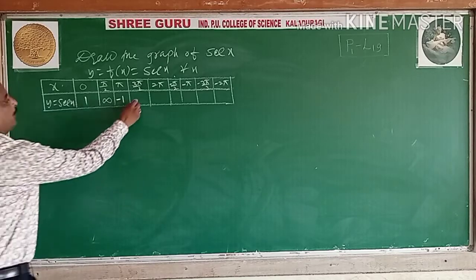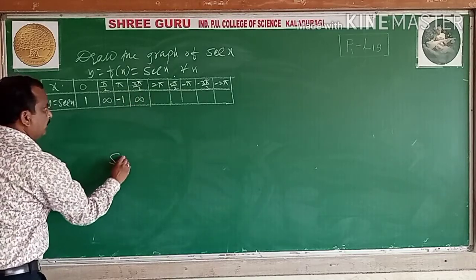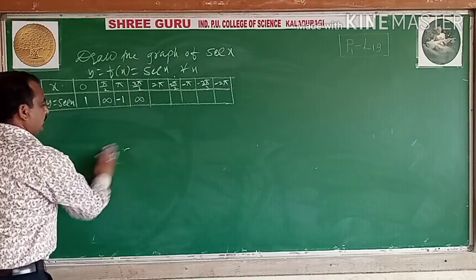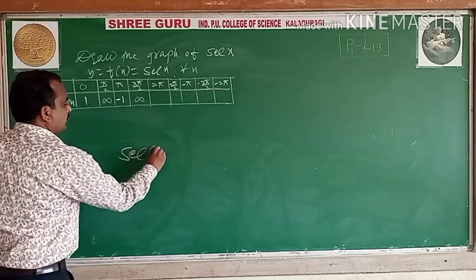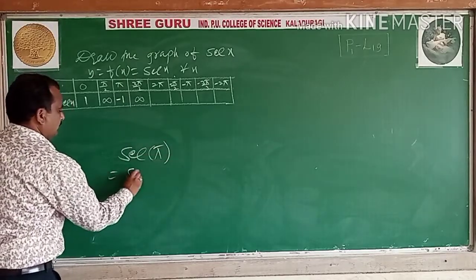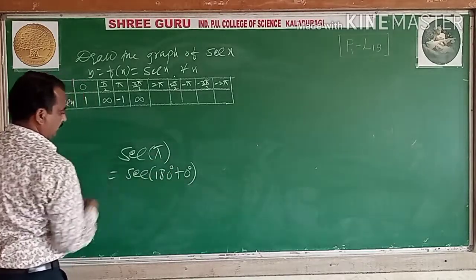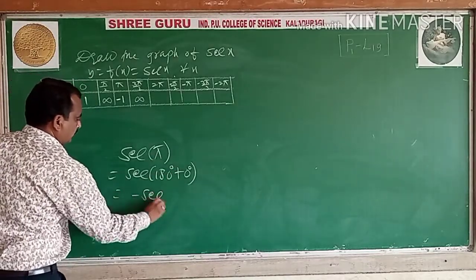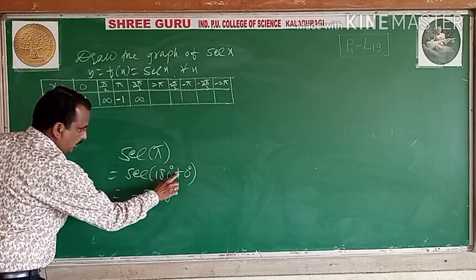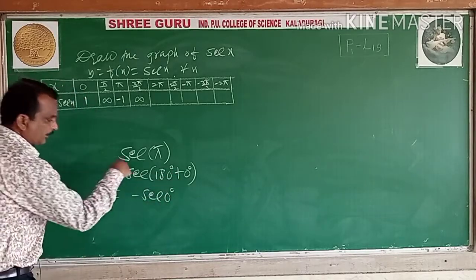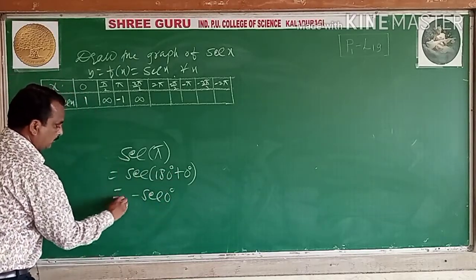Next, 3 pi by 2. See how it is. The question arises: sec pi. Sec of 180 plus 0 or minus 0. Pi means 180, second quadrant. If you take the third quadrant, plus means third quadrant, negative. If you take the second quadrant, it is also negative.